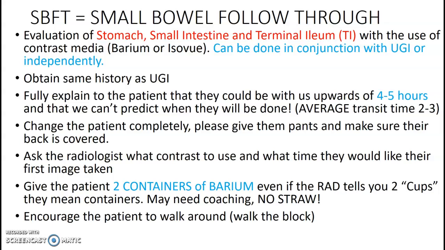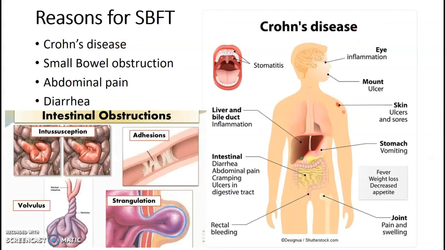Your radiologist is going to tell you to give 2 cups. They don't mean cups, they mean those barium containers. I don't give a straw, and sometimes you have to coach them to get it down. I always encourage my patients to walk the block, that rectangle around the area at our clinical site, where the small bowel waiting room is, right on the same wall as room 5. So get them up, show them how to walk around, get moving. What are some reasons for ordering a small bowel follow-through? It could be Crohn's disease, small bowel obstruction, abdominal pain, diarrhea.